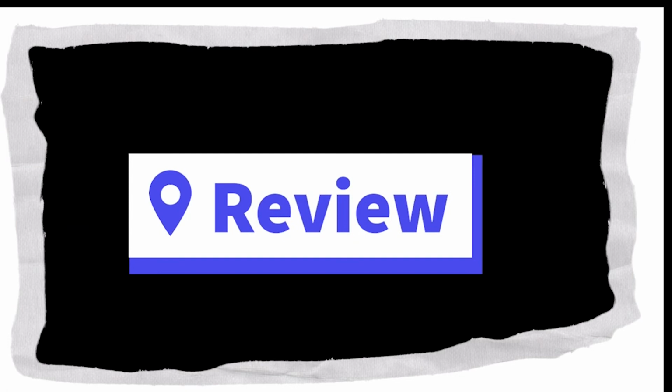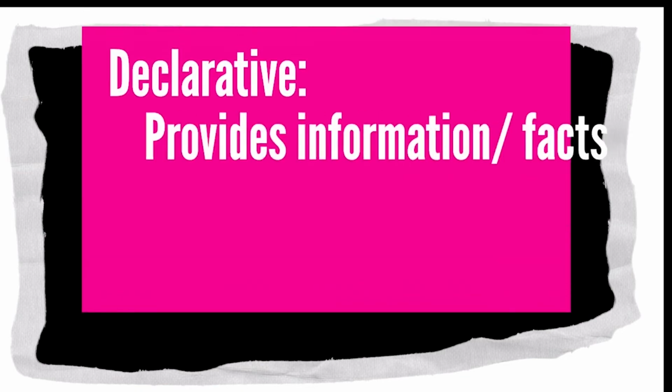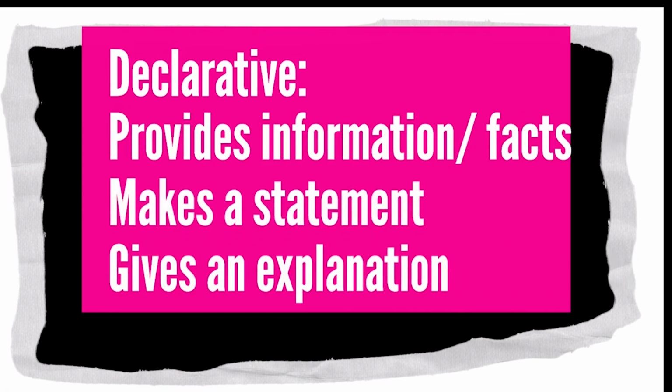Okay, we've looked at those 3. Maybe we can have a quick review here of those 3 types of sentences. So here we go. Declarative provides information, facts, makes a statement, gives an explanation.